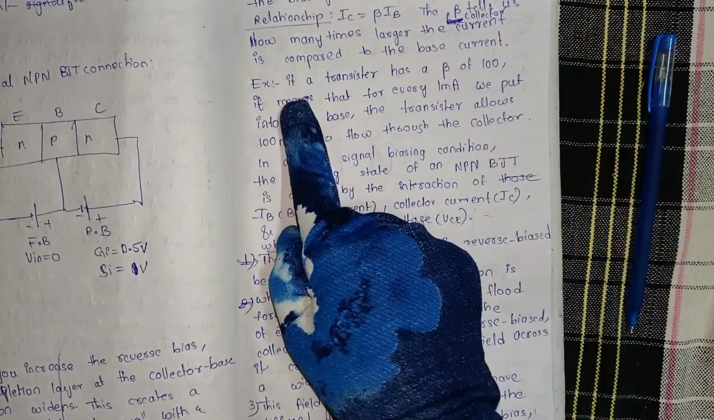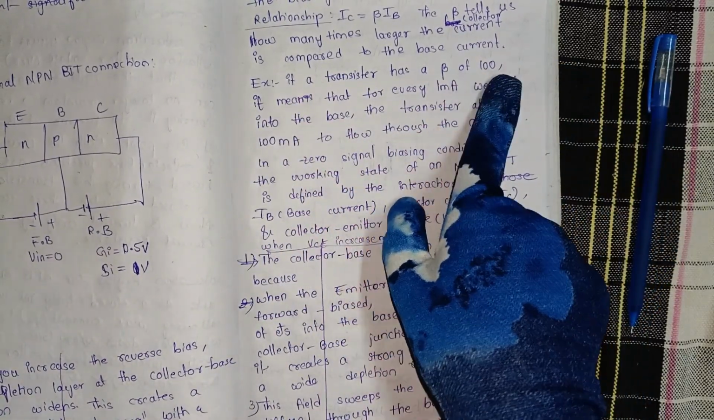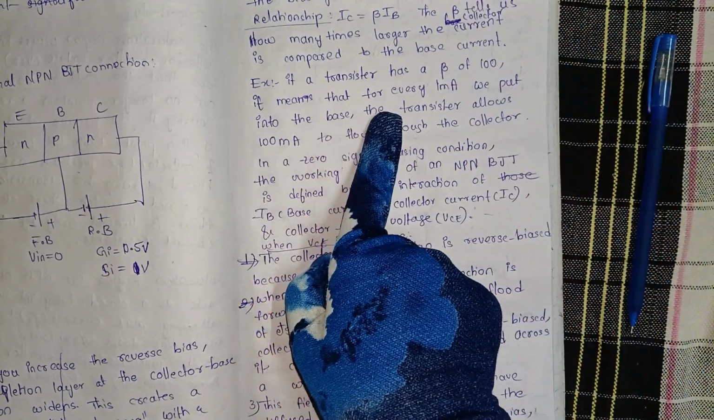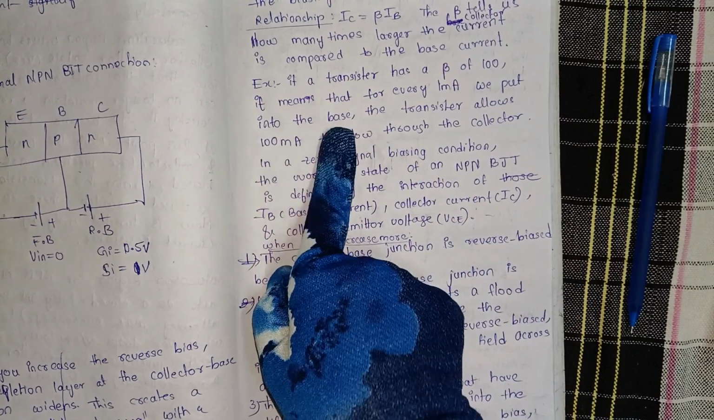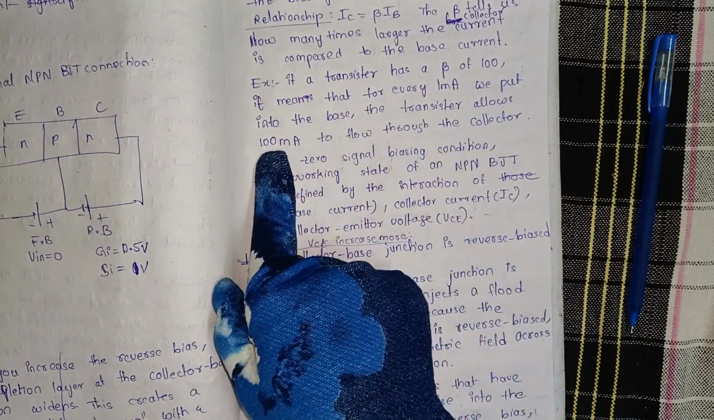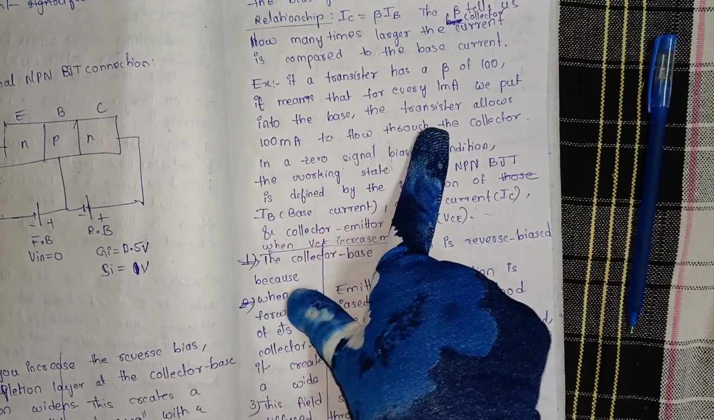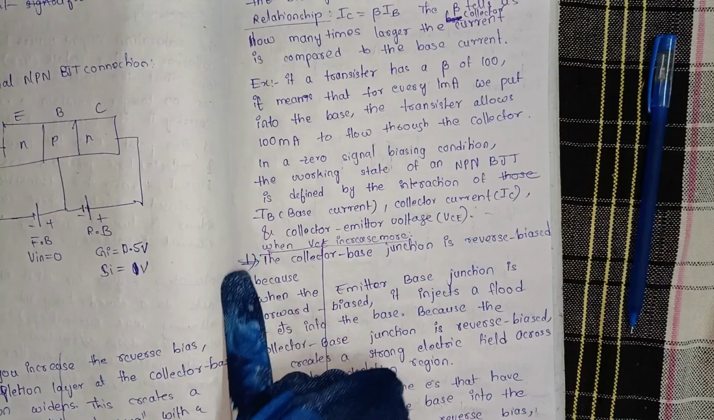Here is an example. If a transistor has a beta of 100, it means that for every 1 microampere we put into the base, the transistor allows 100 microamperes to flow through the collector.